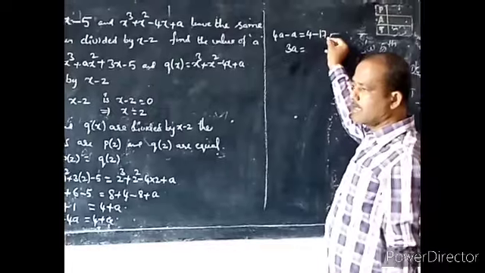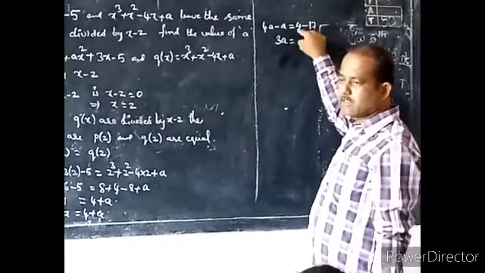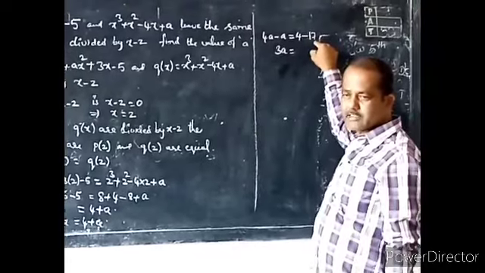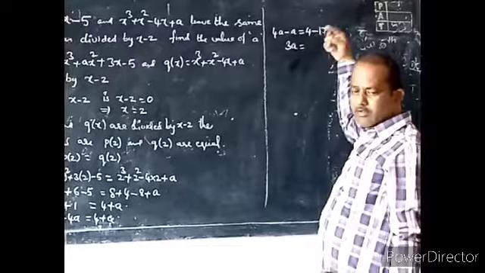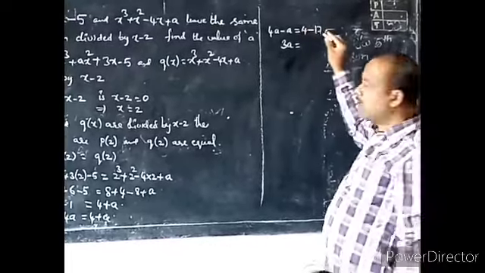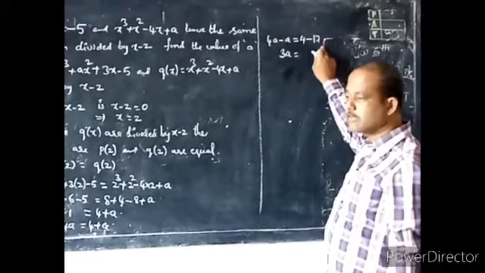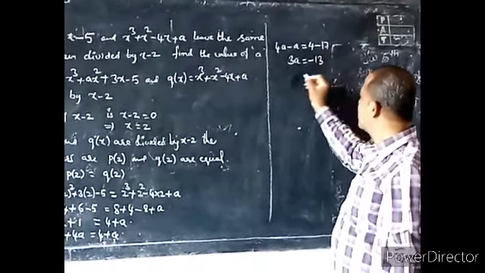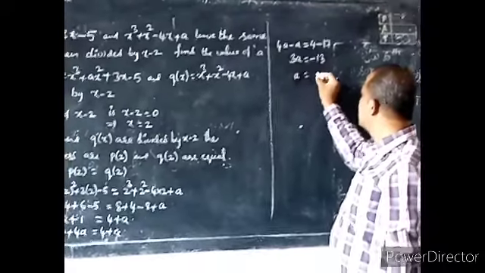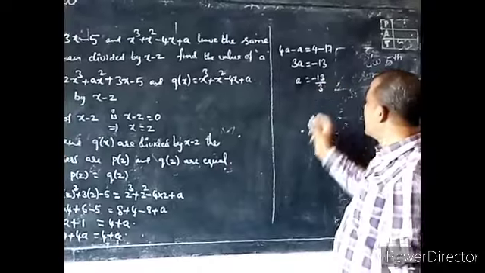4 minus 17. We should subtract because the symbols are opposite: it contains plus, it contains minus. If both have the same symbol, we should add. But here different symbols are there. So, 4 minus 17. How much? Minus 13. So, 3a is equal to minus 13.